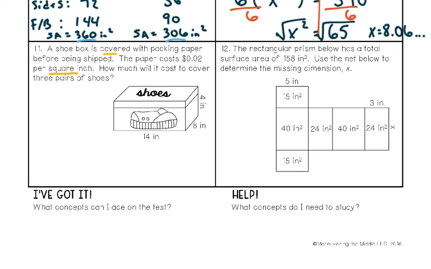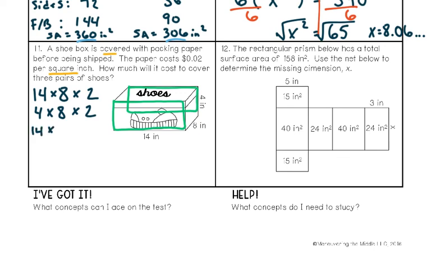So I'm going to break this down into a net. The top and the bottom are 14 by 8 rectangles, and there are 2 of them. So I'm going to do 14 times 8, and then I'm going to multiply that by 2. For the sides, they are 4 by 8 rectangles, and there are 2 sides to this box. And there's a front and the back to the box. So the bottom is 14, and that side is 4. So you got 2 14 by 4 rectangles as well.